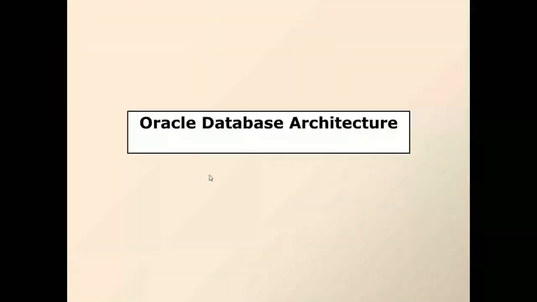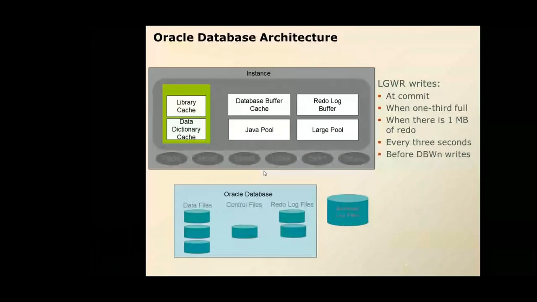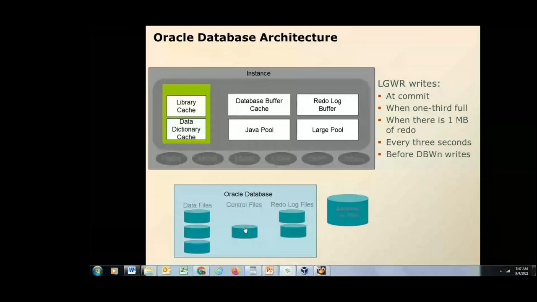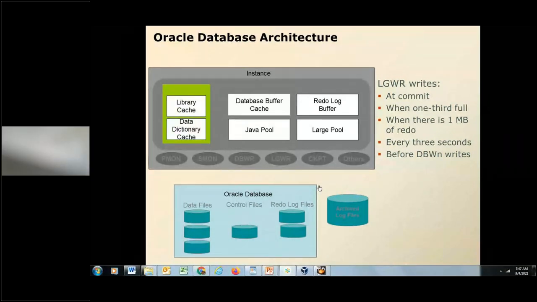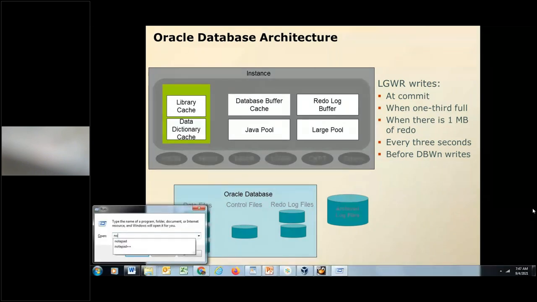So let us quickly start with Oracle Database architecture. Oracle Goldengate is a change data capture tool. Change data capture tool means it captures whatever changes are happening in your environment. Say for example, you are doing any DDL changes or DML changes, whatever changes are happening in your environment, Goldengate captures those changes.